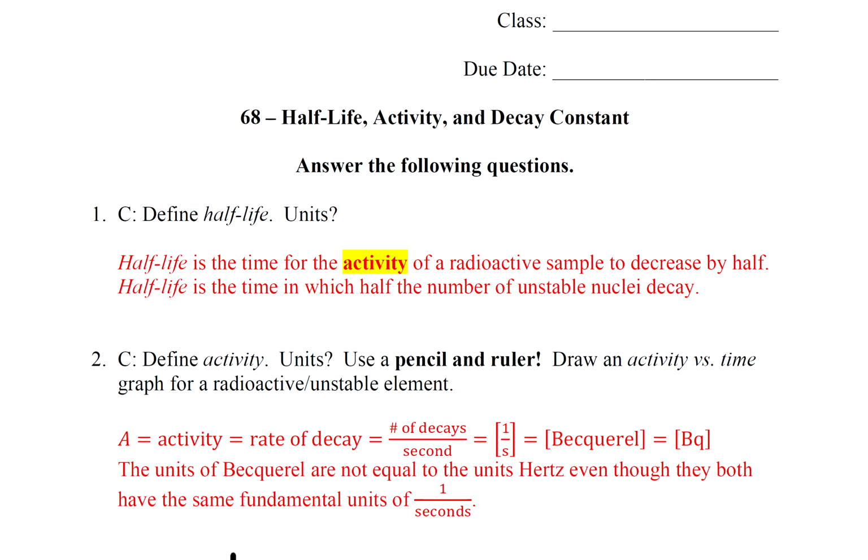So you have activity as the dependent variable and time as the independent variable. And you see this rectangular box here on the left, that's 1 half-life. Then the second box, that's 2 half-lives. Then the third box, which is the smallest, that's 3 half-lives.